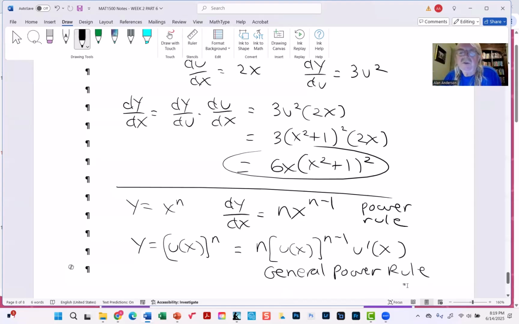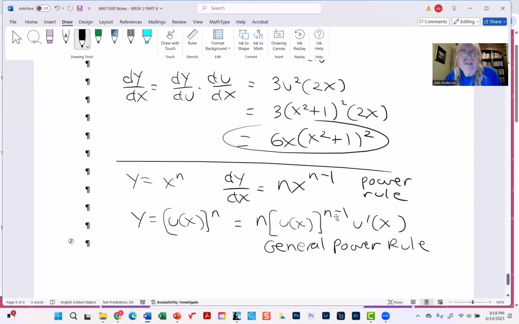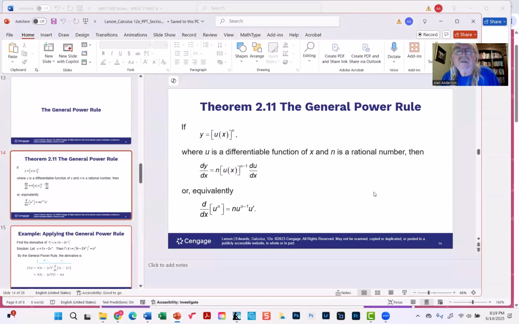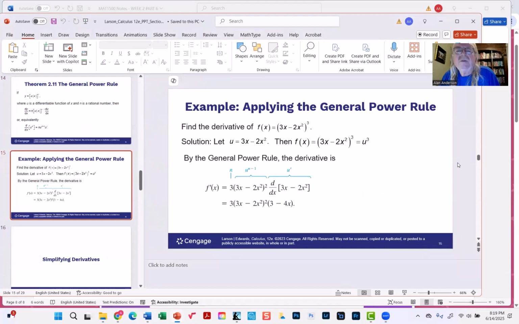That's the distinction between the two cases. The second case does require the chain rule. The first one does not. All right, so let's see if we can come up with some examples. All right, here we go.